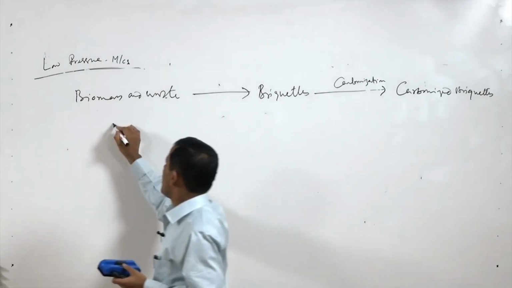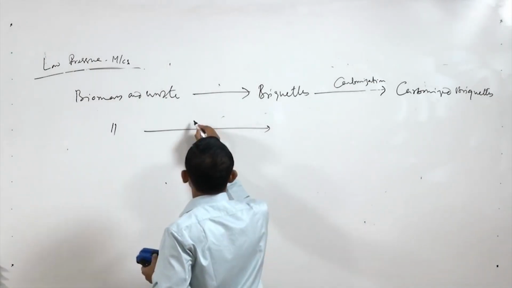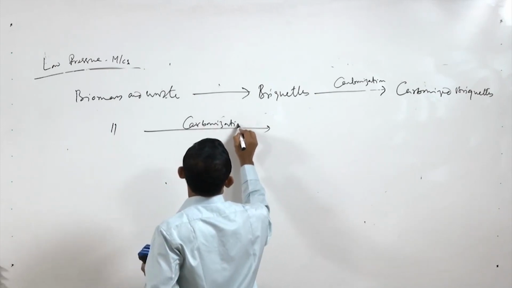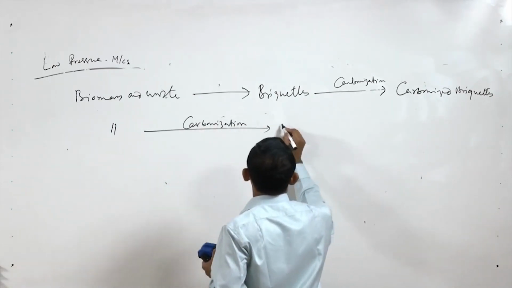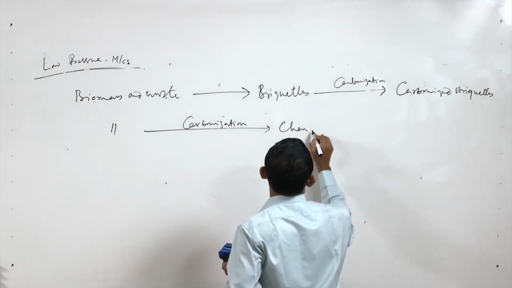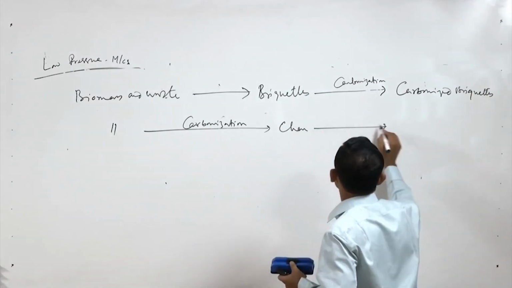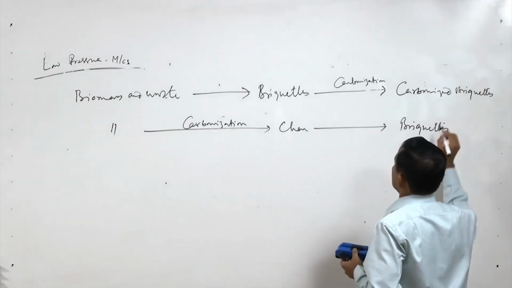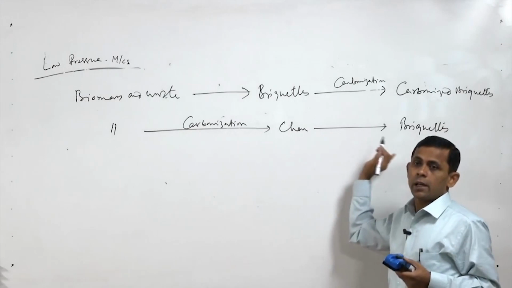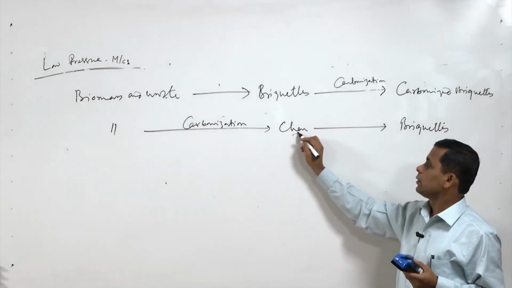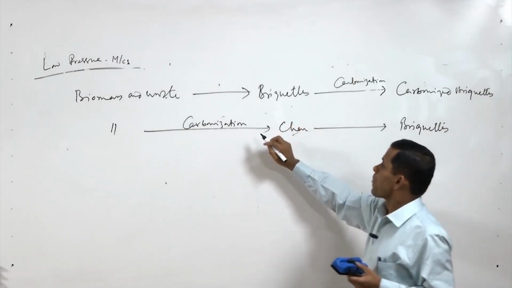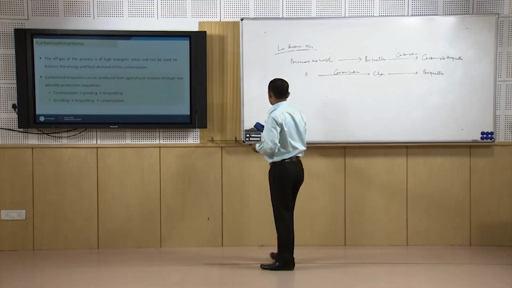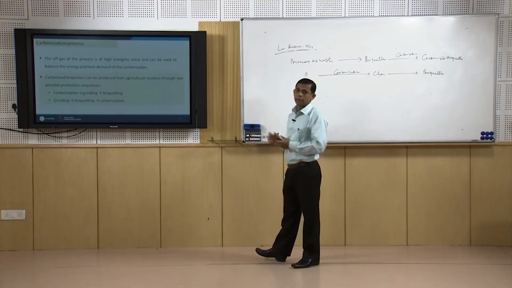Or biomass and waste, you do carbonization here, then you get carbonized biomass or char. This char we can make into briquettes. So, now these briquettes can be produced directly from char or from char plus biomass also. So, we have some flexibility, and we may adopt any one of the options.